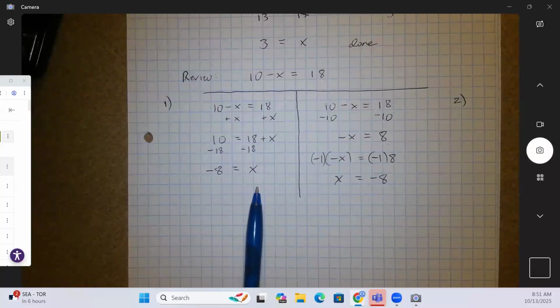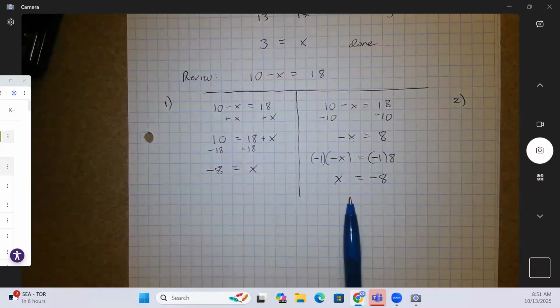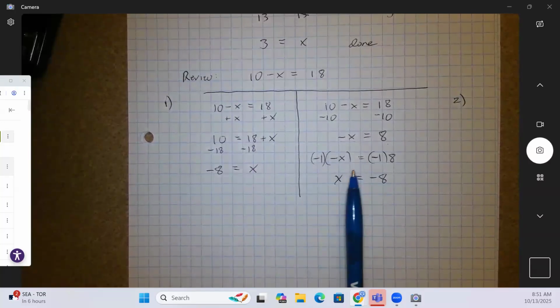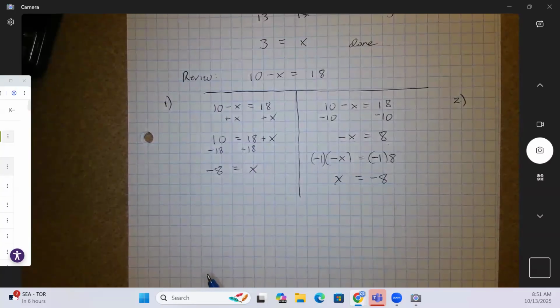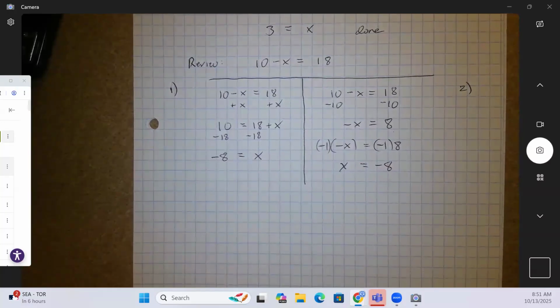Option 1 works just fine using the tools we developed last week. Option 2 works just fine using one of those tools that we developed today, where you multiply any number by negative 1 and you change the sign. And mathematically, you have to do that on both sides. Anybody have questions about that?